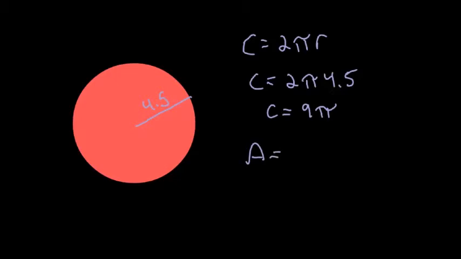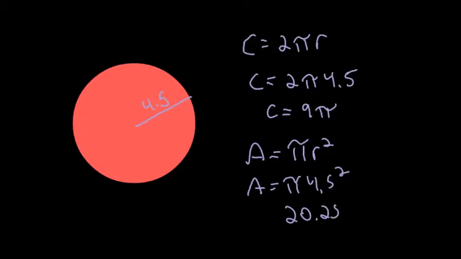Area equals pi r squared. So our area would equal pi times 4 5/10 squared. So you just do the 4 5/10 squared, which gives us 20 25/100, or 20 1/4 pi. And let's get that units. Let's say it's inches, so it'd be inches squared since it's area. And the first one would be 9 pi inches.